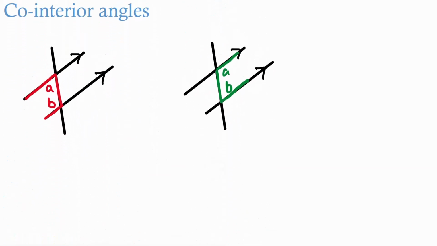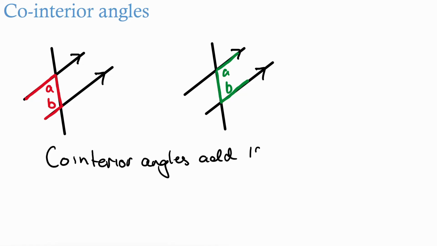The last major one is what we call co-interior angles. Now this is a little bit different. Co-interior angles add to 180 degrees. So here we would have A plus B equals 180. And we would use that.